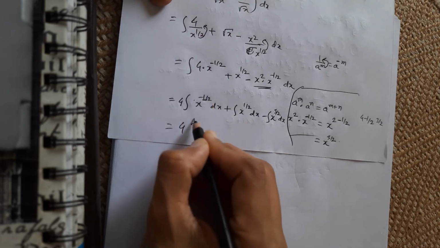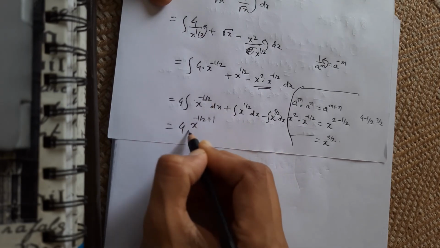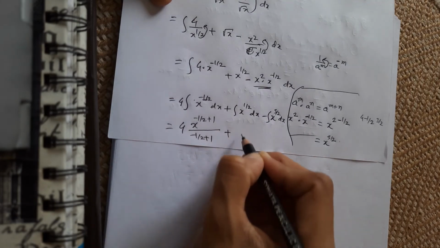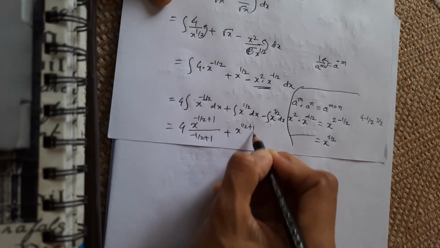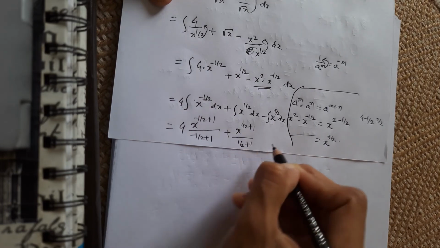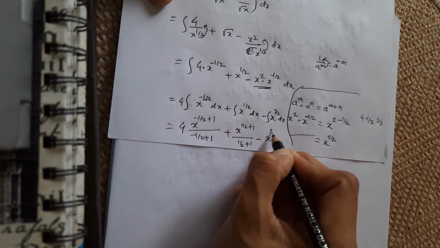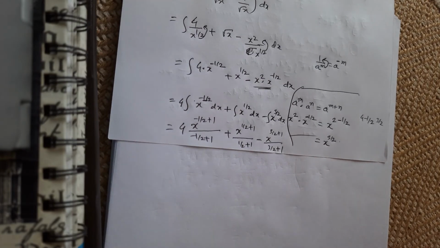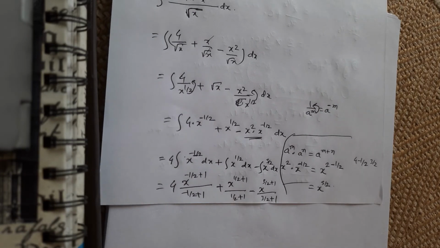So 4 x to the power minus 1 by 2 plus 1 upon minus 1 by 2 plus 1, plus x to the power 1 by 2 plus 1 upon 1 by 2 plus 1, minus x to the power 3 by 2 plus 1 upon 3 by 2 plus 1. Just observe the step. I hope you understand it. It's not very difficult. Just don't get confused. It's very, very simple.